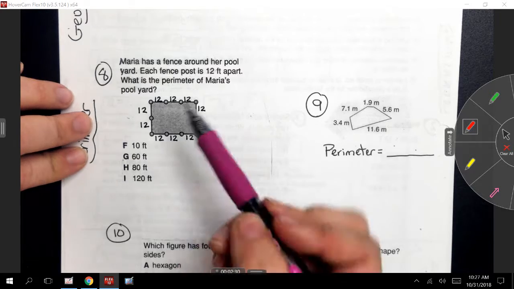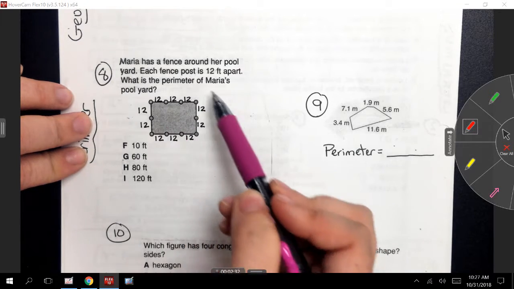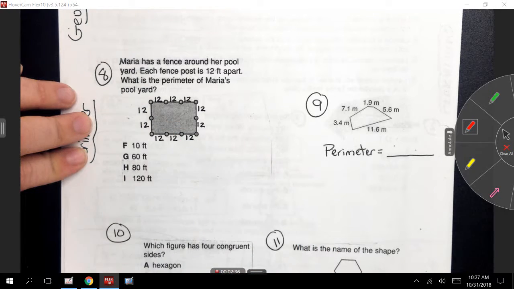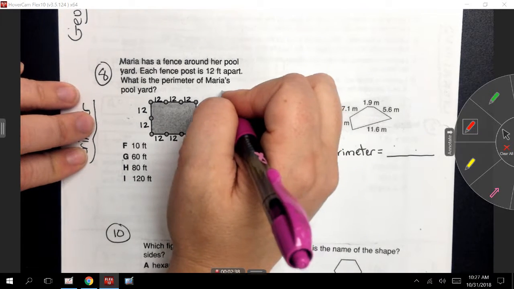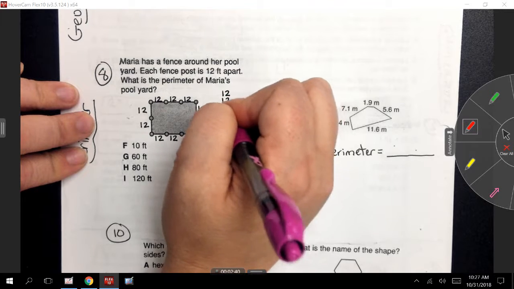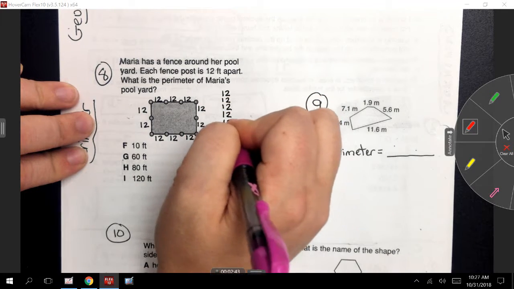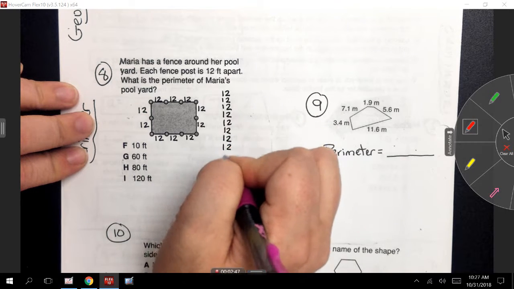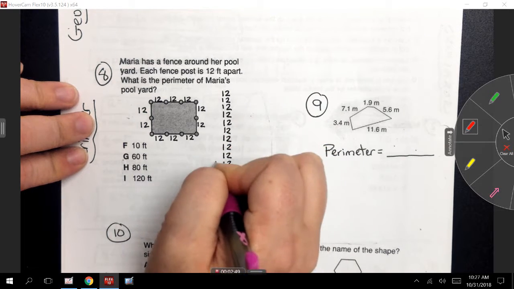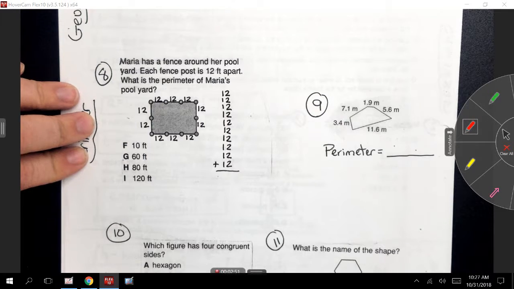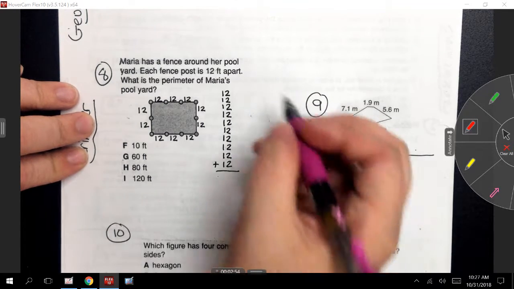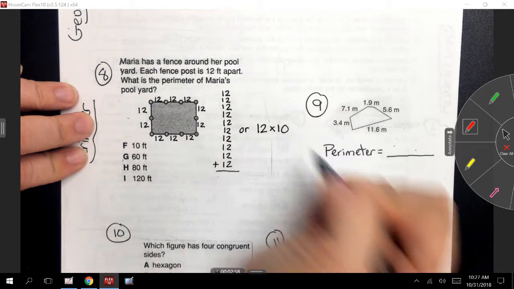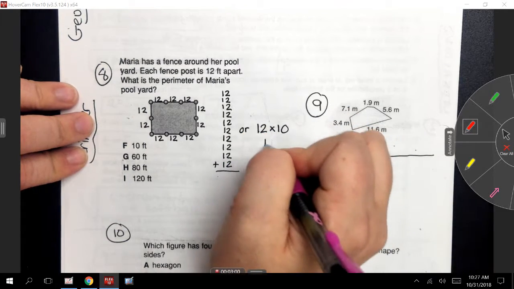Now, guys, here's the cool thing. Since all of these are the same number, how many times is 12 there? Hunter? 10. So you can literally write 12 10 times: 1, 2, 3, 4, 5, 6, 7, 8, 9, 10. You can add it up like that. Or, since 12 is there 10 times, you could just do 12 times 10, which equals 120.